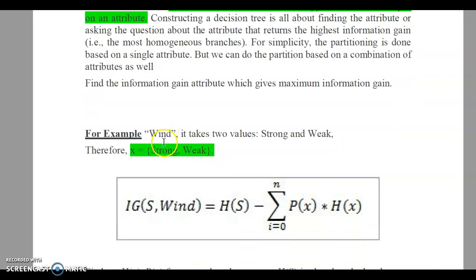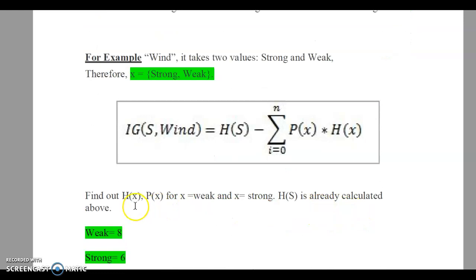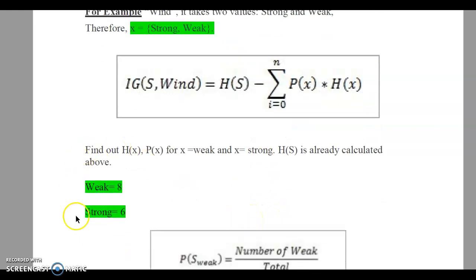For example, windy takes two values, strong and weak. Therefore, x is equal to strong and weak. Then the information gain of sample windy is the entropy of the sample minus the sum over i equal to 0 to n of p of x into H of x. Then find H of x and p of x for x equal to weak and x equal to strong. H is already calculated above as per our entropy. Here weak is equal to 8, strong is equal to 6.